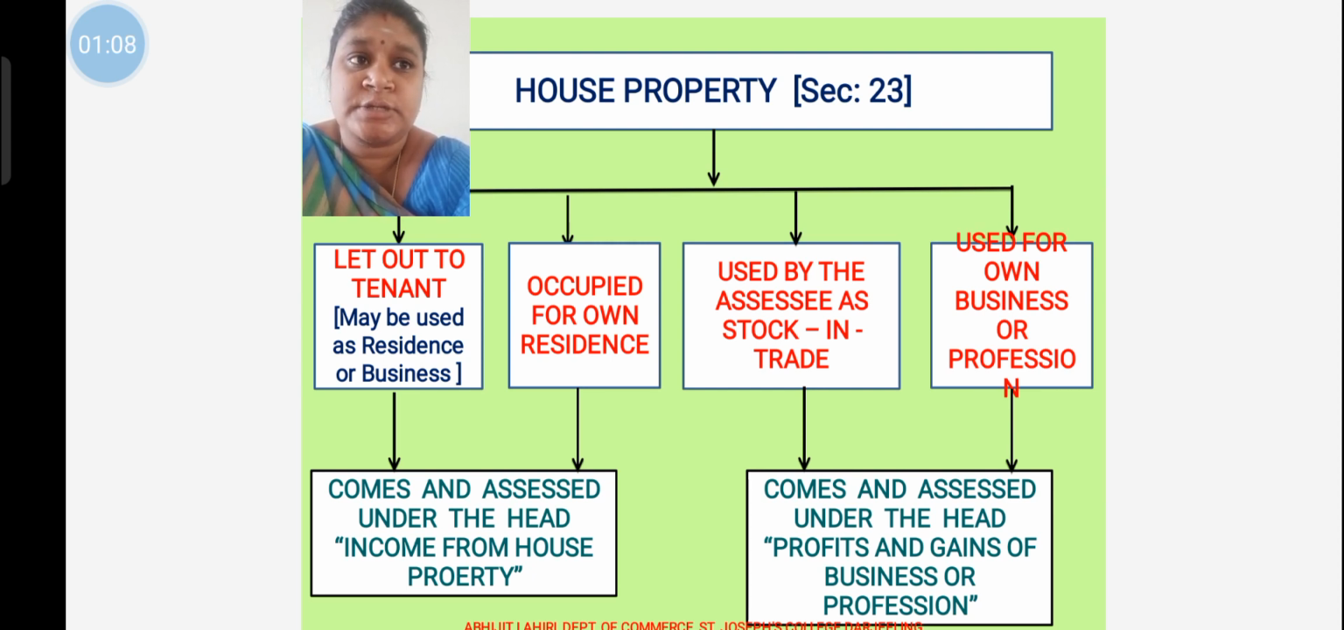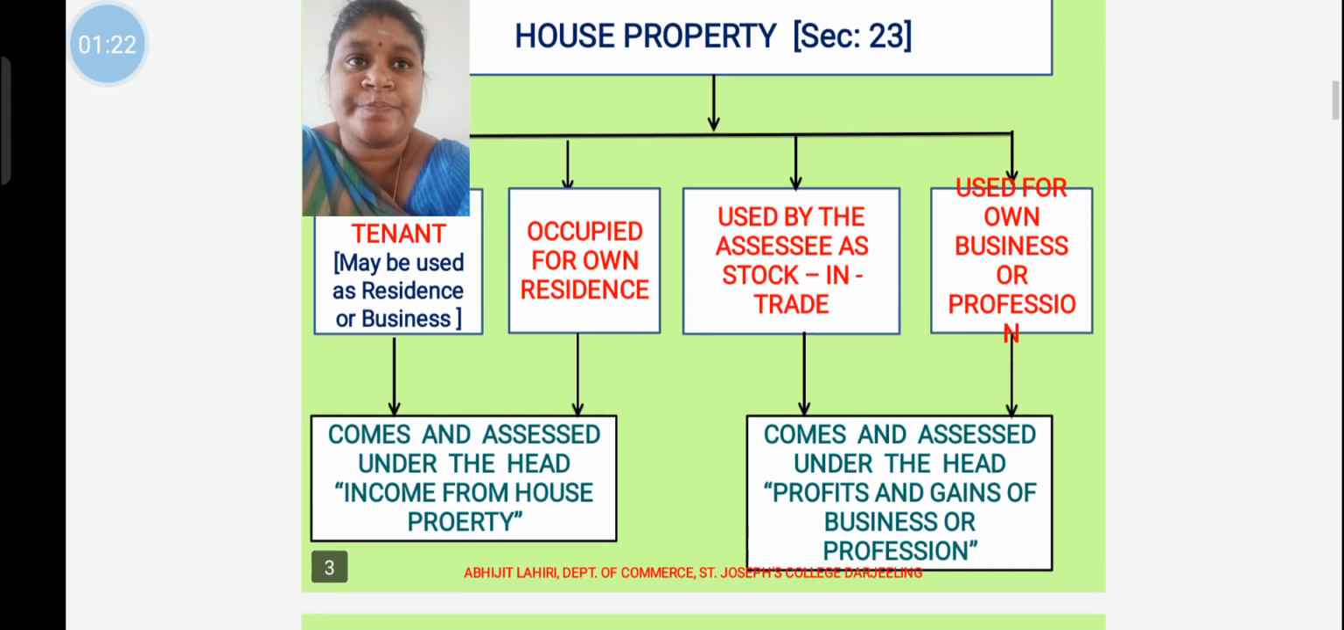If the assessee uses the property for any business or profession, or as stock in trade, that income is calculated as profits and gains from business or profession.